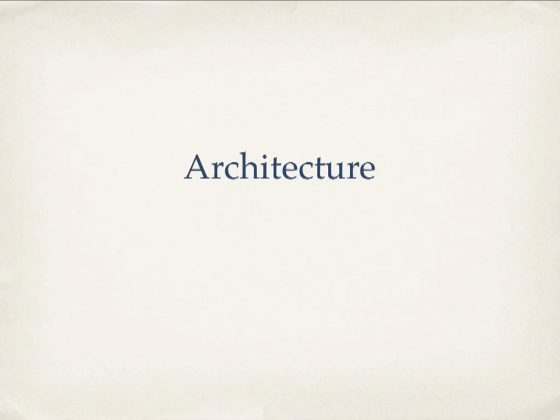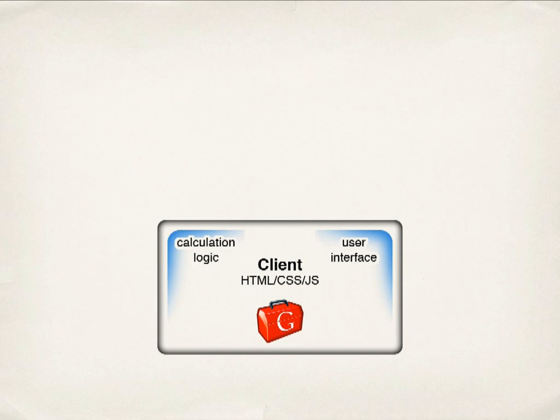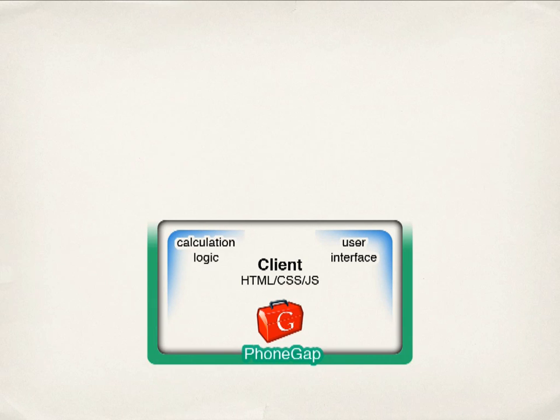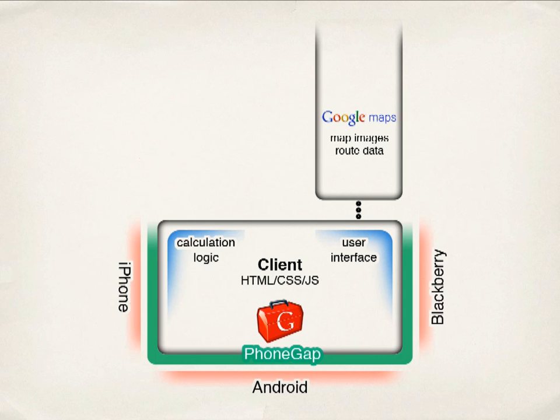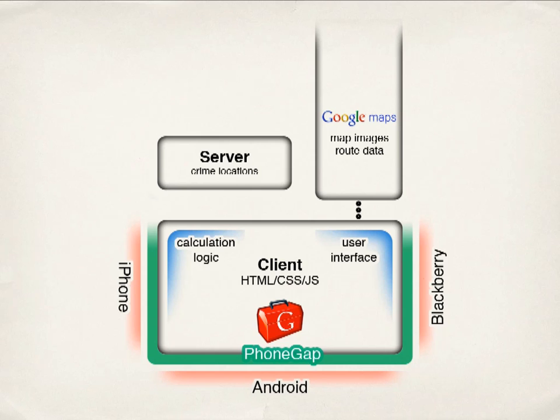So what's the architecture behind Final Destination? The client is a web application built with Google Web Toolkit. It contains both the user interface and the calculation logic. The web application is wrapped in PhoneGap, making it available for all major mobile platforms. The client fetches both the maps and the directions from Google Maps API. The crime records, on the other hand, are fetched from our own servlet running on Google App Engine.